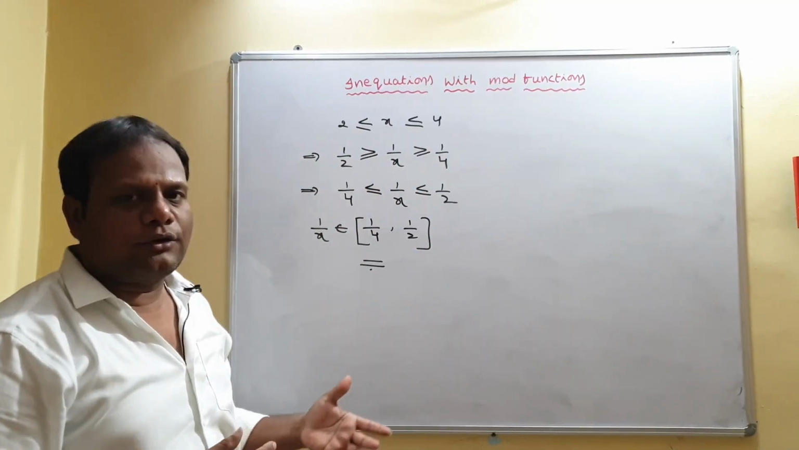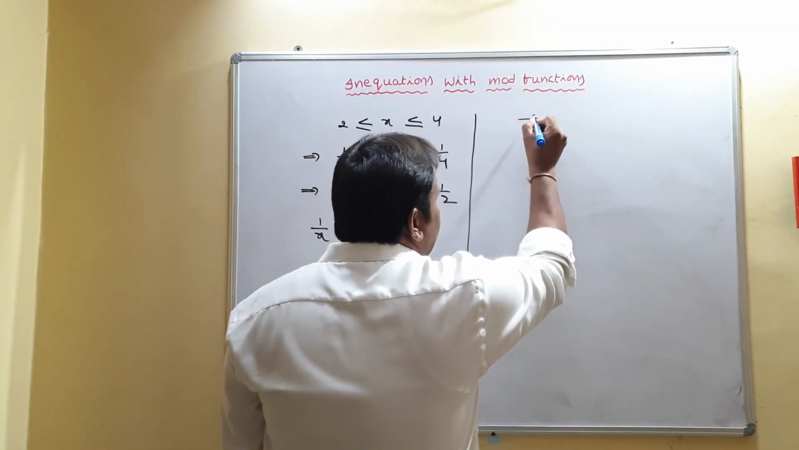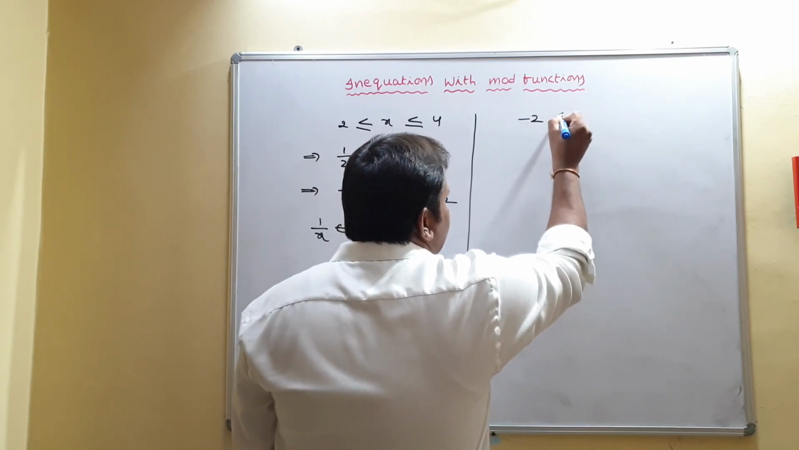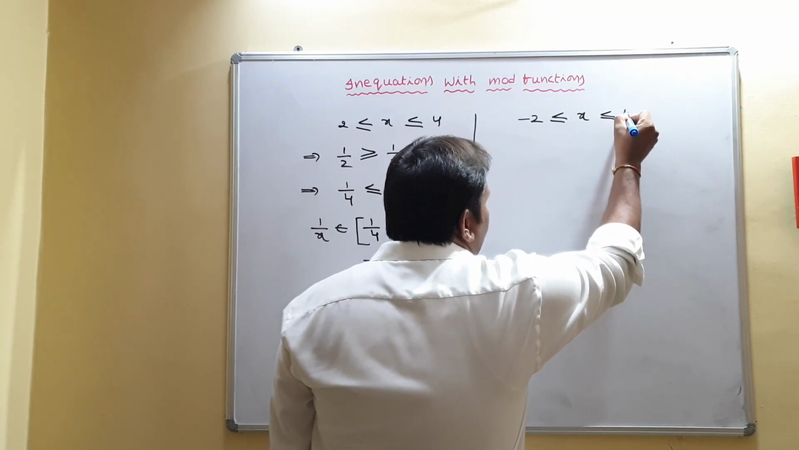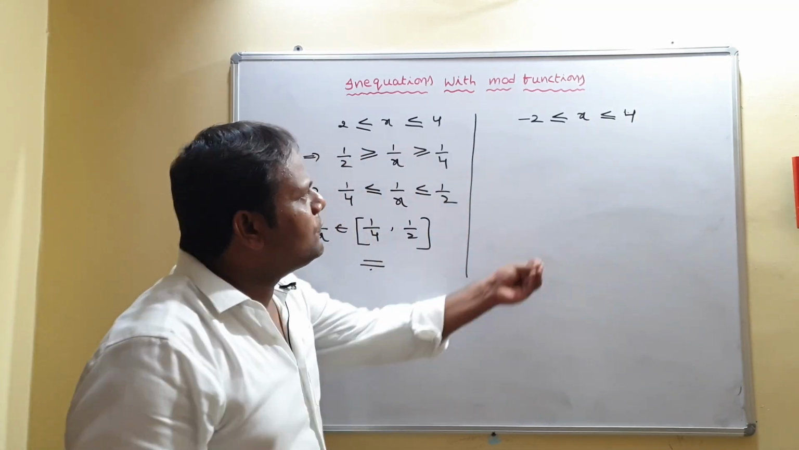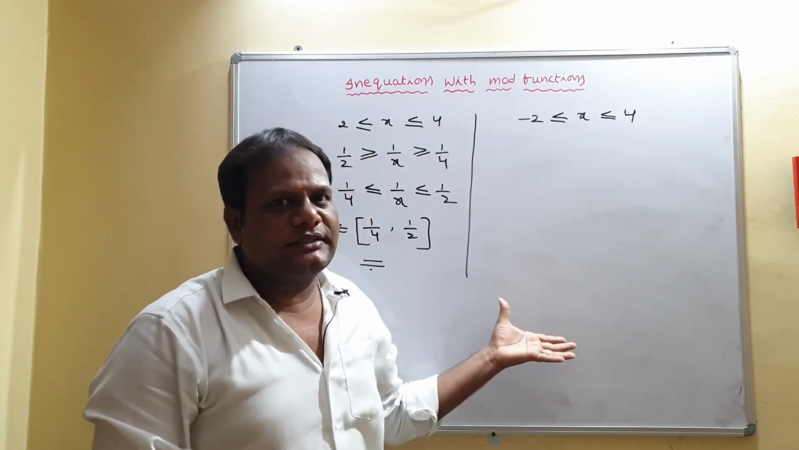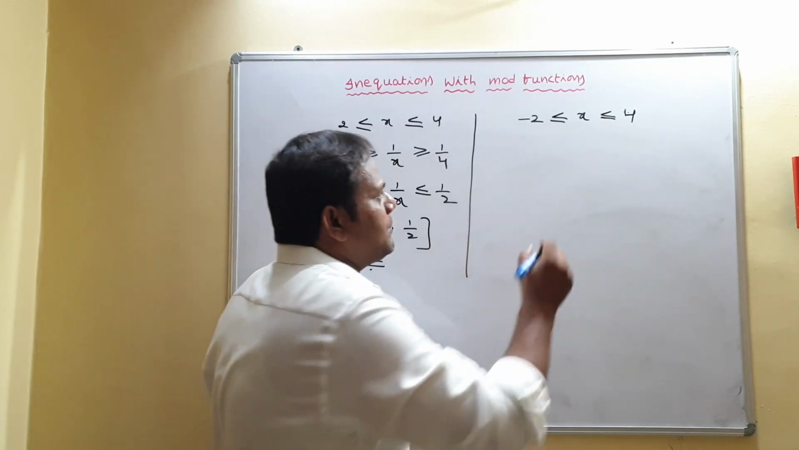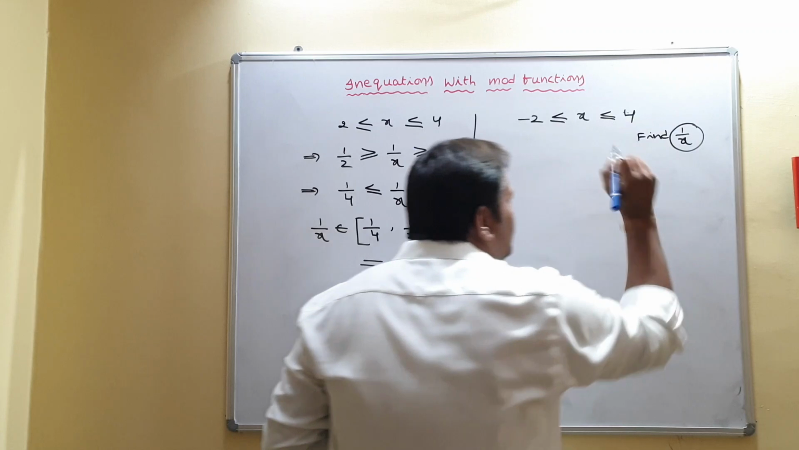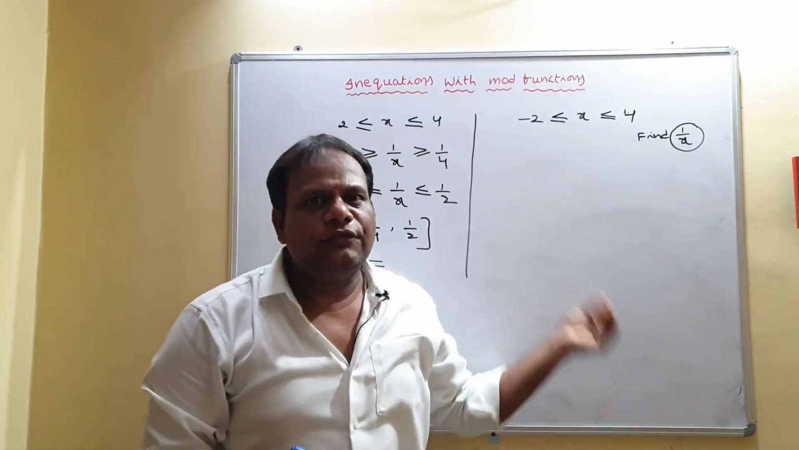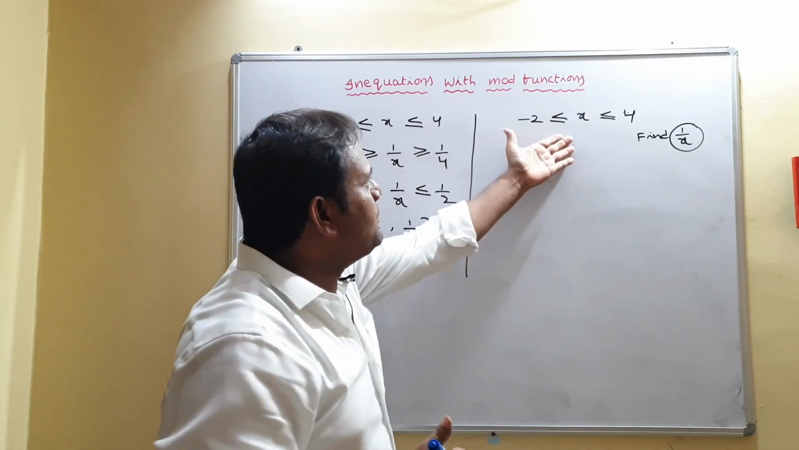We take the reciprocals, right? Suppose while solving one question, you arrive at -2 ≤ x ≤ 4. While solving one problem, if you arrive at this step, how do you simplify to get 1/x? Again our target is 1/x. To get 1/x, you have to take the reciprocal of this.